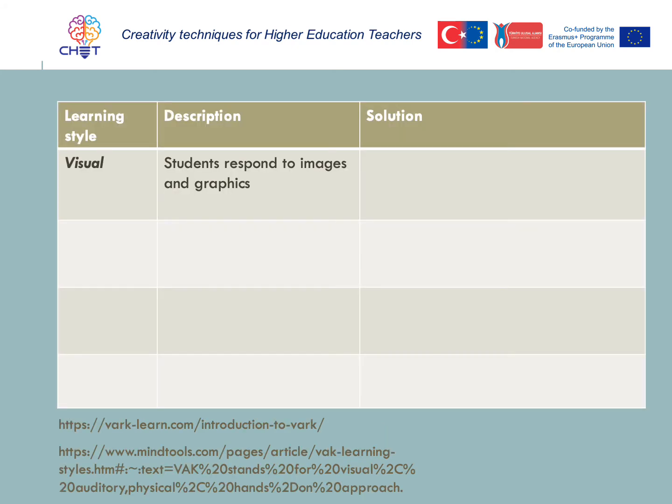For example, the learning style visual concerns students who value visual aspects more than the average student. They respond to images and graphics, and on the one hand, that means you can work with visuals and you can also let them work visually. So let them make sketches, graphs, flowcharts, etc.